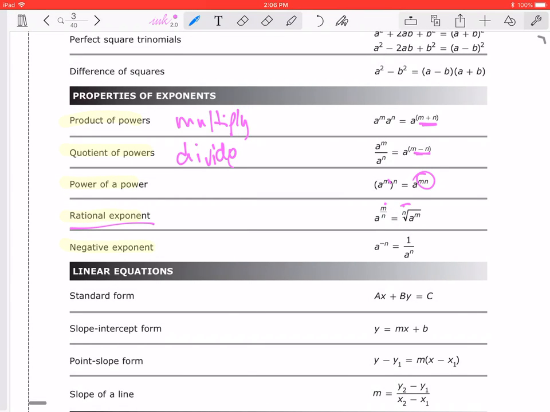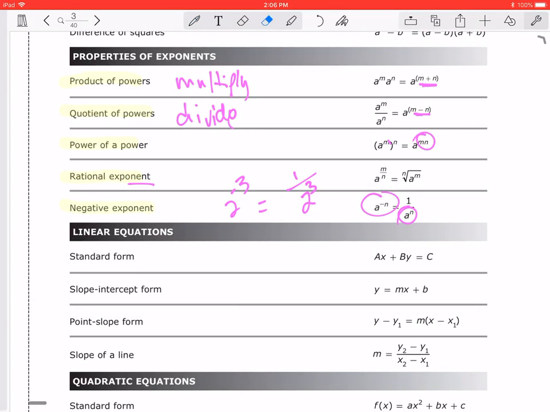Now, whatever the m value is, whatever's in the numerator, is going to get put above the radicand as the power. And then a negative exponent, that is just explaining if I have something, let's say 2 to the negative 3, then I would write that as 1 over 2 to the third power. Everything gets moved to the bottom if it's a negative exponent. All right?